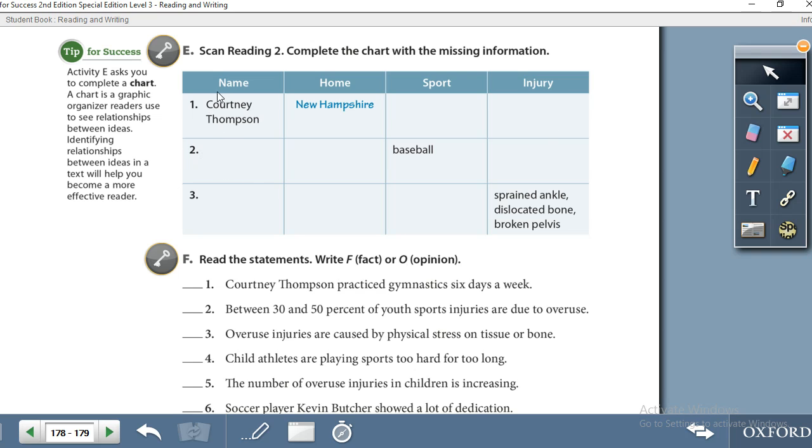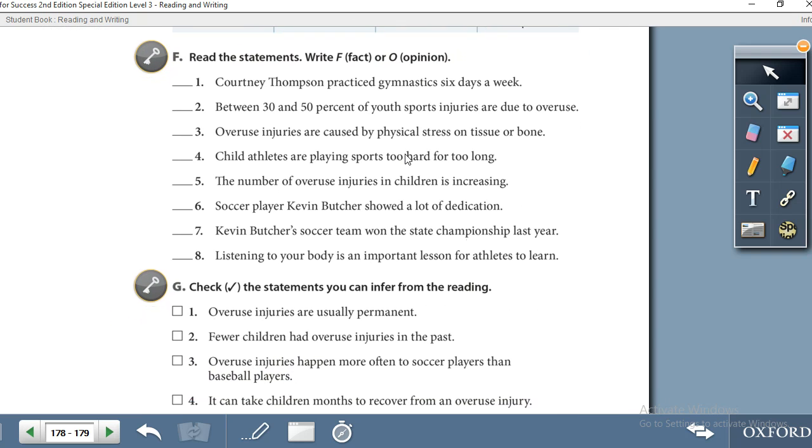So number 1, the name is Courtney Thompson. Her home is New Hampshire. The sport that she plays, you're going to write the name of the sport. The injury that she got, you are going to write the injury over here. So this is how you will complete the chart. Let's look below that. Exercise F.